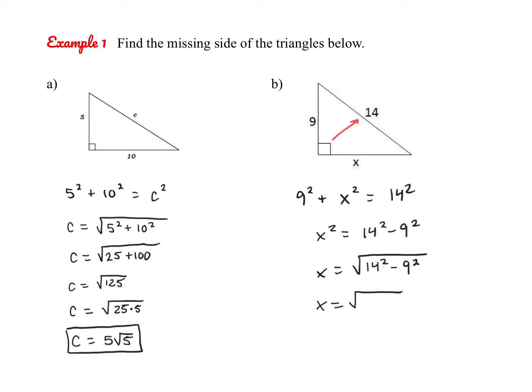So here we get 196 minus 81. So here we get the square root of 115. Now, you could try to simplify this, but you see the only two factors of 115 are 5 and 23. So there's no way to simplify it. So this is the length of our missing leg.